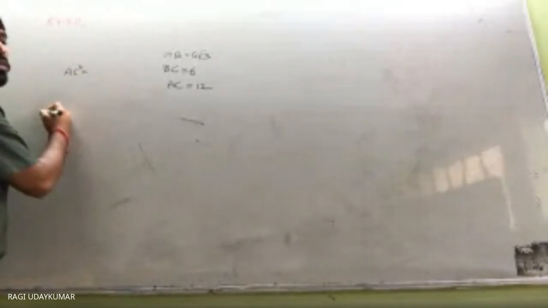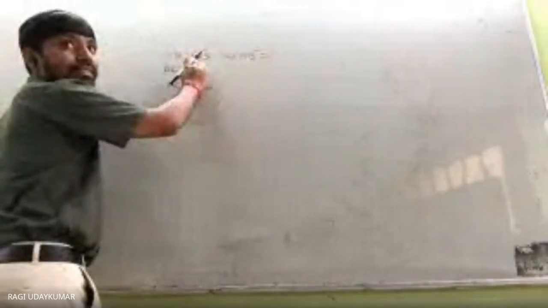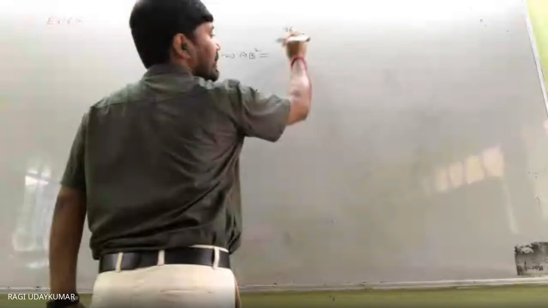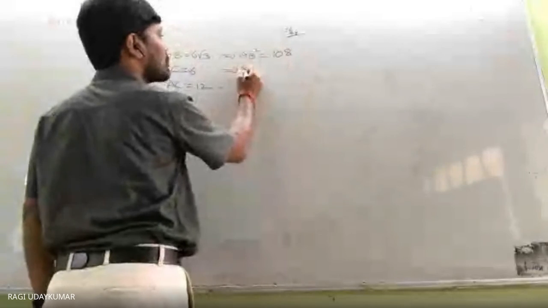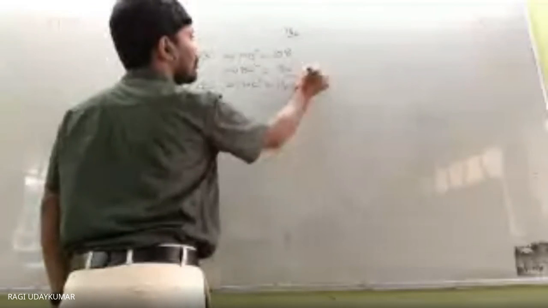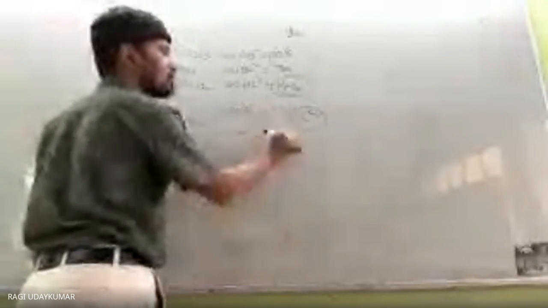Take the square of each one. AB square, what do you get here? 36 into 3, which is 108. And BC square is 36. And AC square is 144. This is the sum of the two. AB square plus BC square is equal to AC square. So AC is the hypotenuse. So angle B is 90 degrees. What is opposite to AC? B is 90 degrees. Okay.